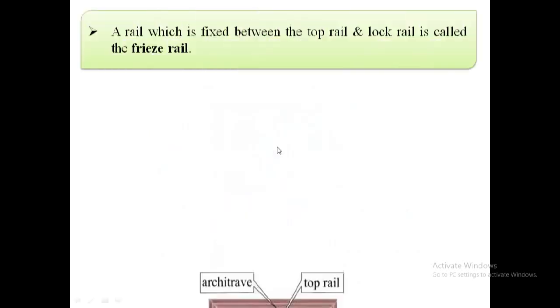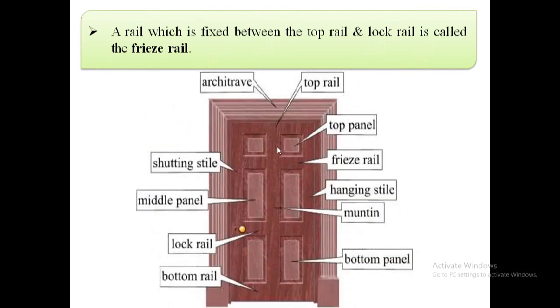A rail which is fixed between the top rail and lock rail is called the frieze rail. So in this image you can see this is the frieze rail which is fixed between this top rail and lock rail.